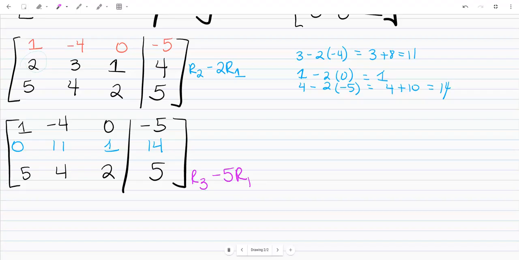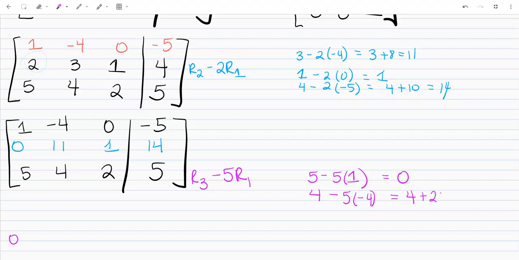So let's go ahead and work each entry in row 3 together. In this case, that is 5 minus 5 times 1. This will give me 0, which is our goal. Next, we have 4 minus 5 times negative 4. This is just 4 plus 20, which gives us 24 in our second entry.